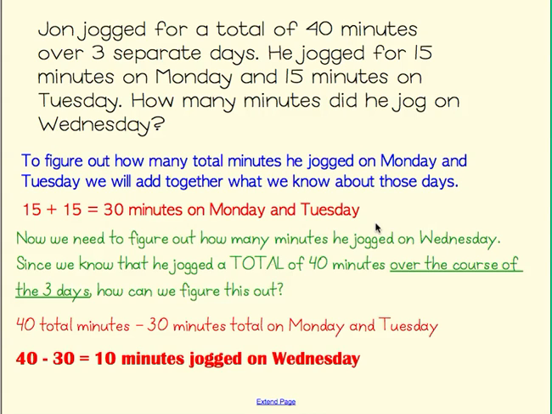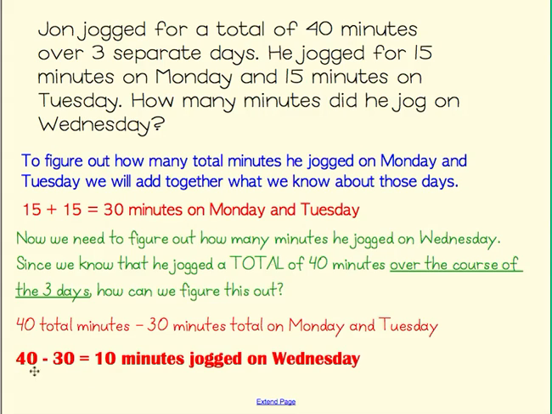Now we need to figure out how many minutes he jogged on Wednesday. Since we already know that he jogged a total of 40 minutes over the course of all 3 days, how can we figure out how many minutes were jogged on Wednesday? We know he already used up 30 of those minutes on Monday and Tuesday. So we're going to take our total of 40 minutes and take away the 30 minutes that we know he already jogged, and the leftover minutes are going to let us know how many minutes he jogged on Wednesday.